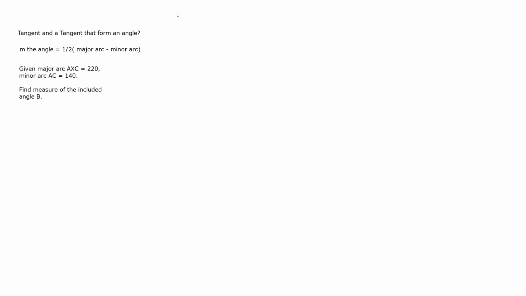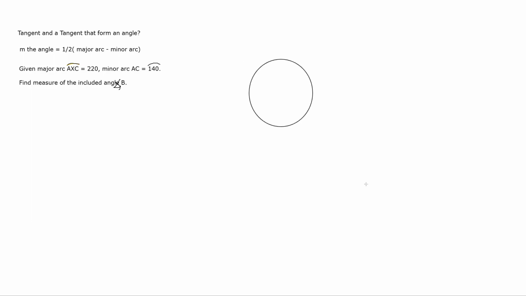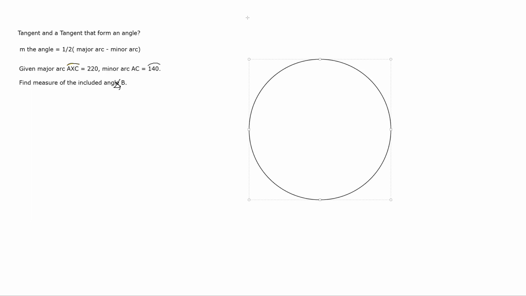You have to get from that to a picture. Remember, they always give you some information in geometry. We're going to draw a picture. Then we're going to set up an algebraic equation. So let's draw our picture. I know we've got a circle. And I know we have two tangents.